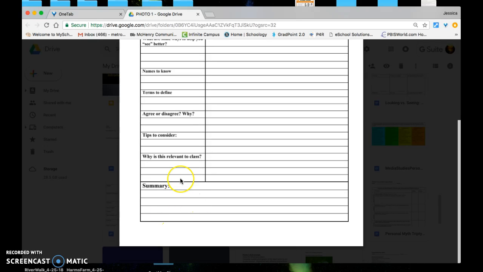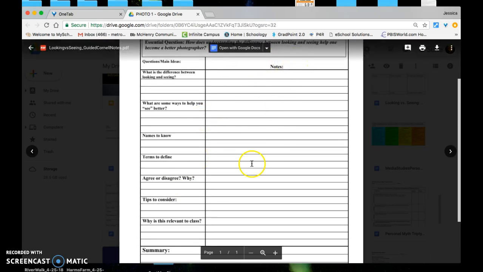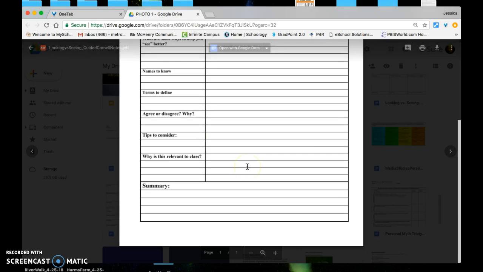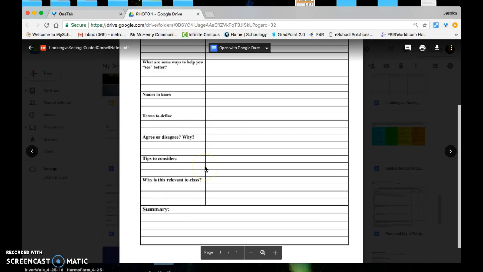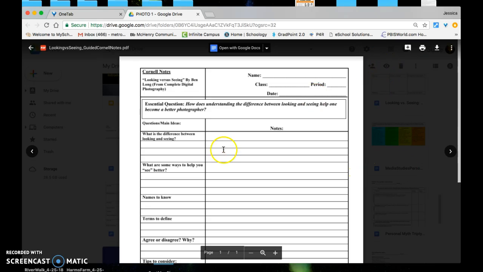And then the summary: after you take some notes here, discuss with your partner or look over those notes and figure out how you will summarize. So a summary should only be 1 to 3 sentences max, and focus on that essential question. Okay? And I will need to collect these notes at the end of the period.